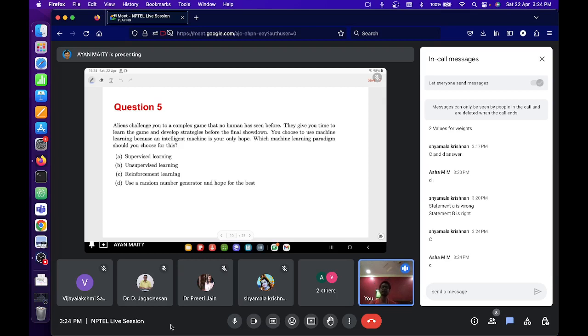So you have a complex game that you have to learn rapidly, very fast, and you don't have any other ways of learning this. So any other ways of training your machine? What would be the machine learning paradigm that you would choose? Shyamala Krishnan and Asha have said in the chat that option C is correct. Okay, so C is reinforcement learning. Both of them are telling option C.